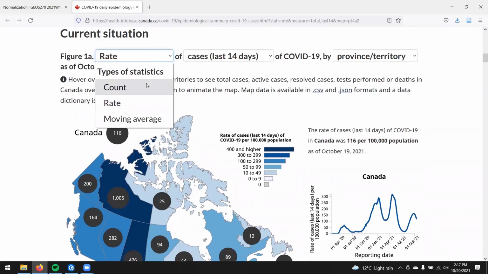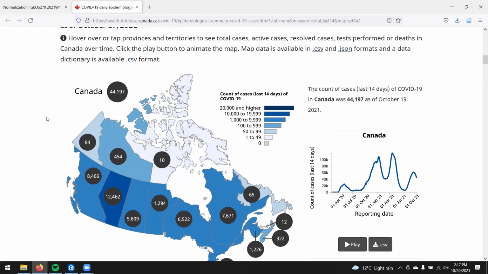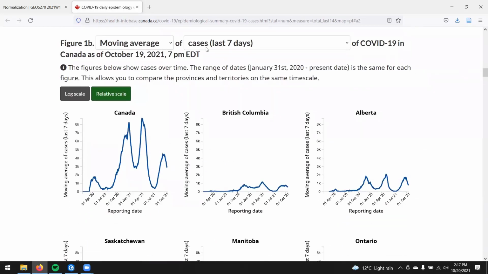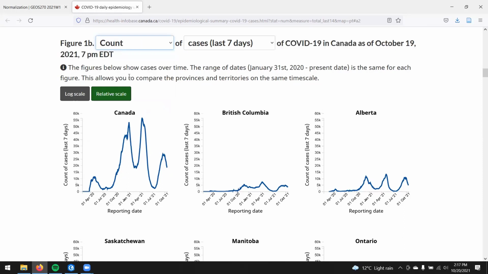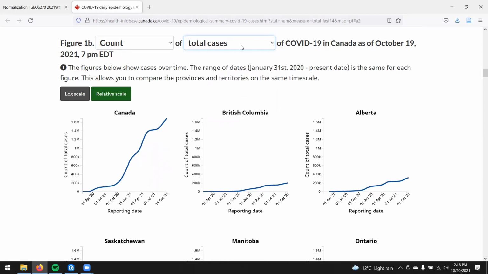Saskatchewan surpassed Alberta in terms of the severity of their COVID crisis, but if you look at the total counts, your eye goes to Alberta. And similarly, looking at, say, the moving average of 7-day totals versus just the count of an individual value.